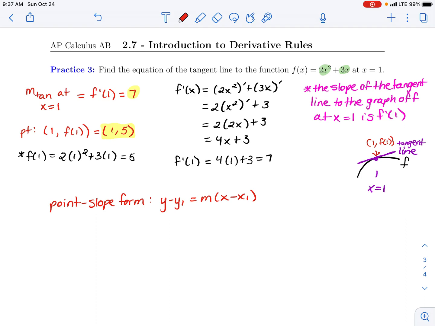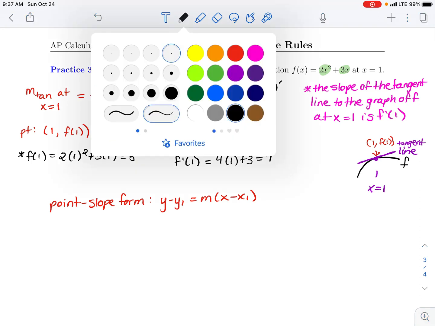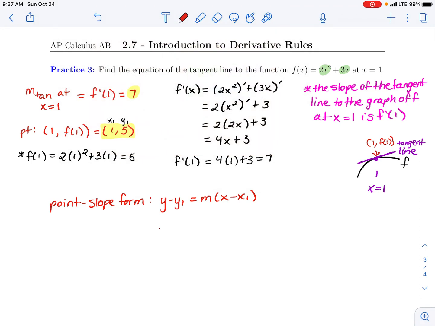Okay, so here I'm just going to plug in. This is my x1 and this is my y1, and then like I said, 7 is my m. So this is just going to be y minus 5 is equal to 7 times x minus 1. And then that would be our answer here.